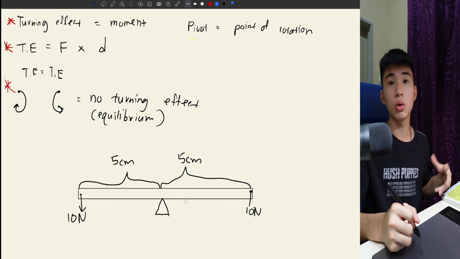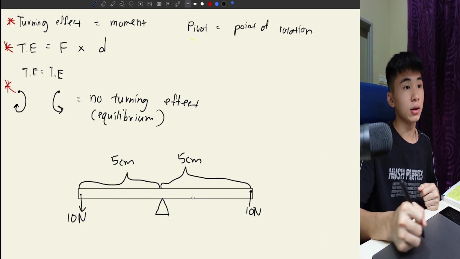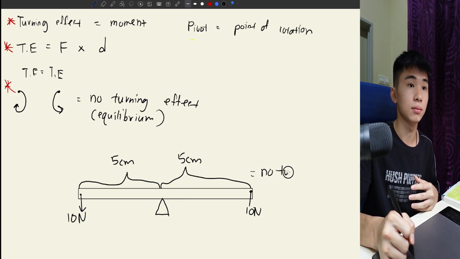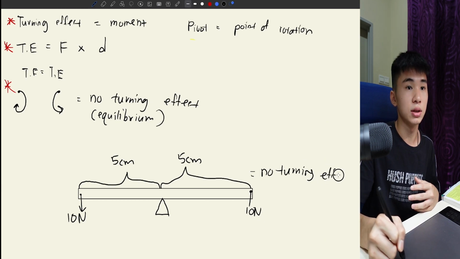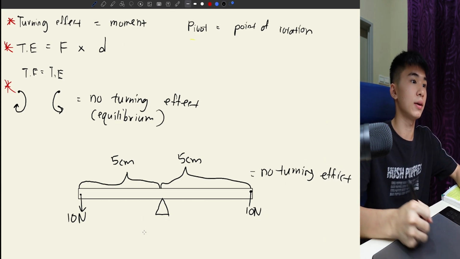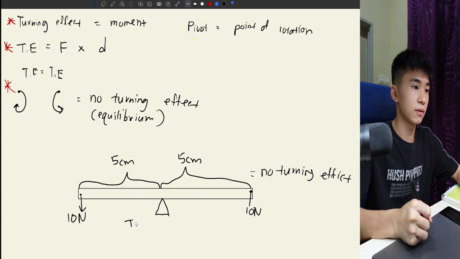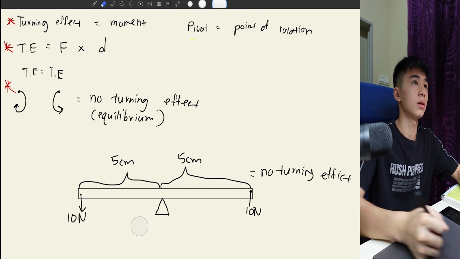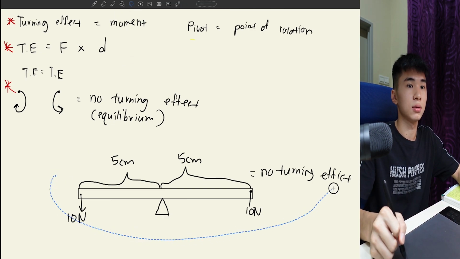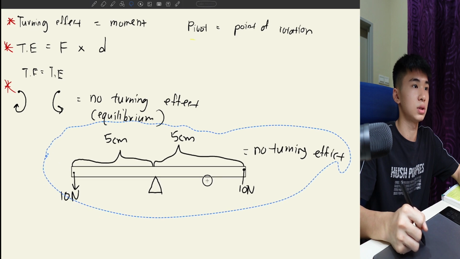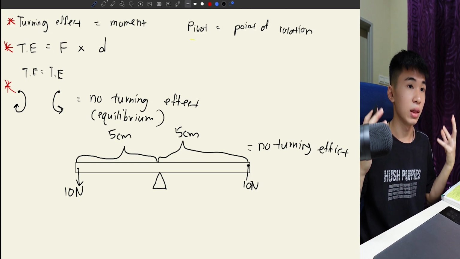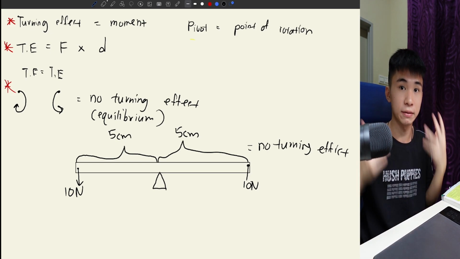Before we do the calculation, this diagram shows us that it's in equilibrium, which means no turning effect. I can prove it because turning effect equals turning effect. Hold on, I just want to quickly erase this. Let me put it up here a little bit. So we know that clockwise and anti-clockwise moments reach equilibrium, which causes no turning effect.